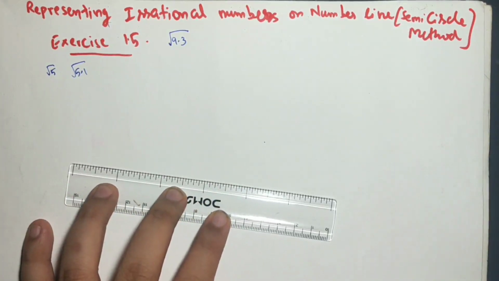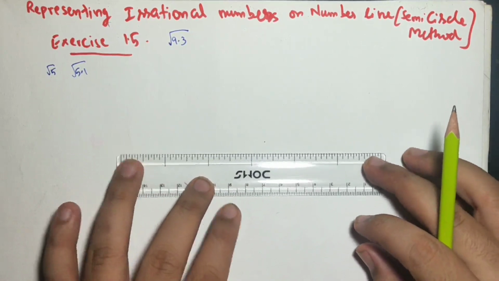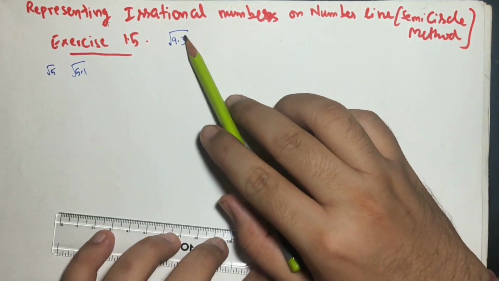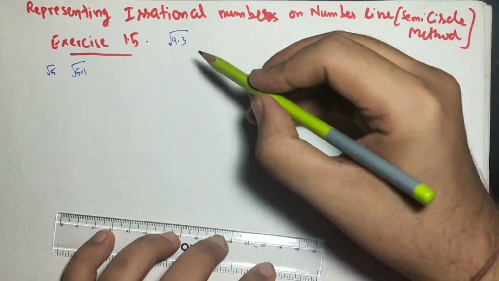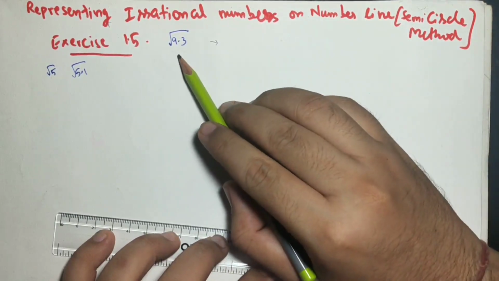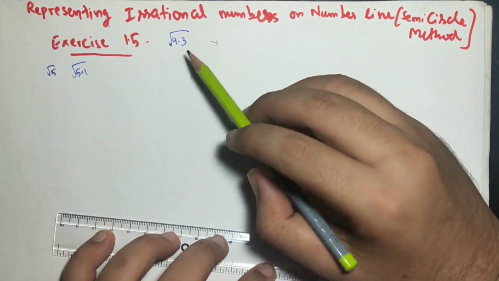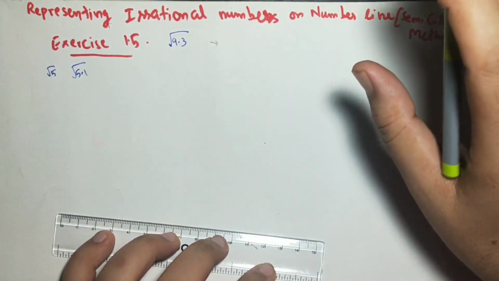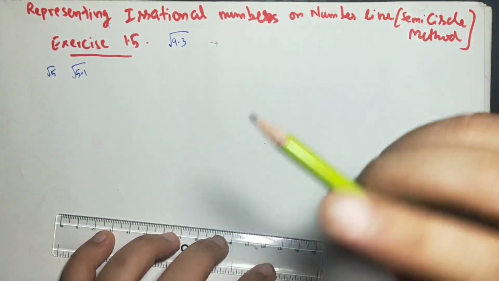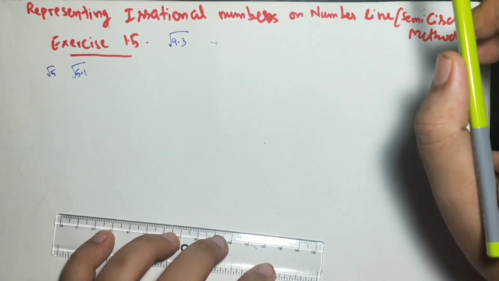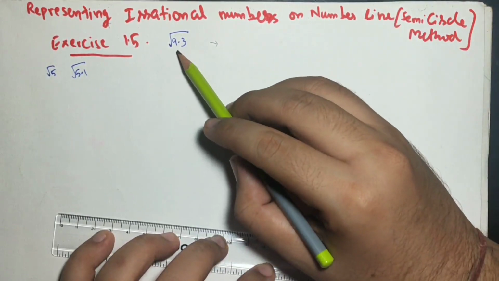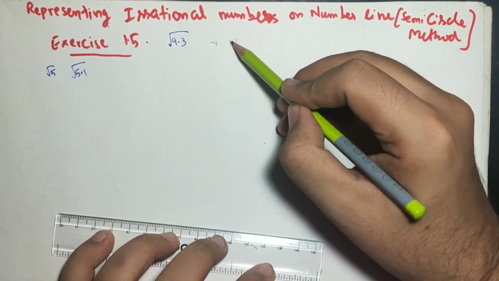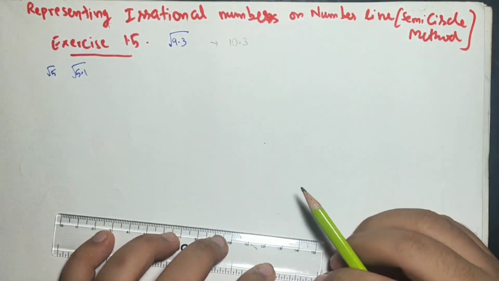Just go through the construction steps I am telling you. The number given to you, that is root 9.3, just focus on that number. Whichever number is given to you, just add 1 to it, not 0.1. I am asking you to add 1 to it. So if I add 1 to 9.3, it will become 10.3.